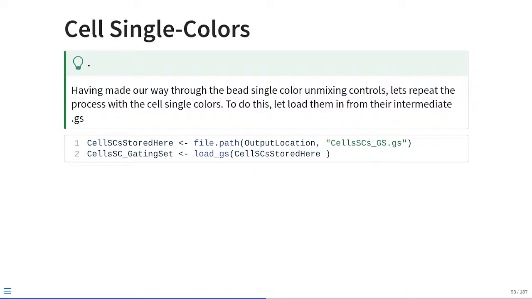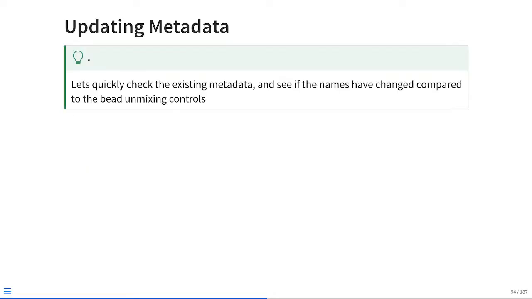So once again, we can just go ahead and load in our intermediate cell single color control gating set from where we had saved it last time using the load.gs function from Flow Workspace. And then at that point, we just need to go ahead and repeat a lot of those same steps we did for the bead single color controls, as well as what we did during week 12 when we assembled everything more wholesale. We just need to make sure we update the metadata for everybody across the board so we have a good building block for the template that will end up being used.